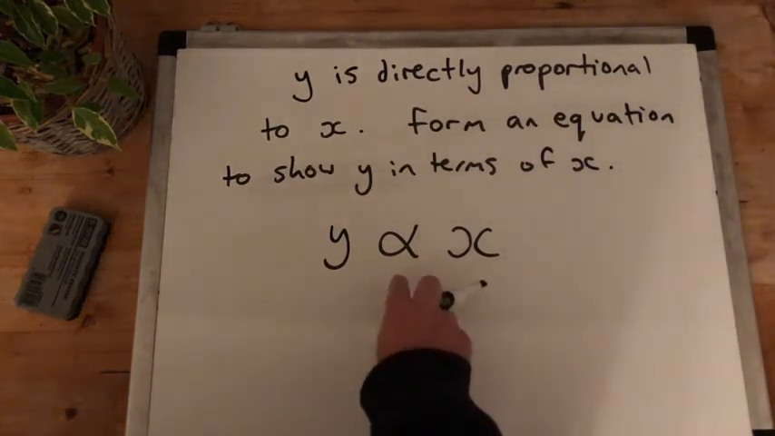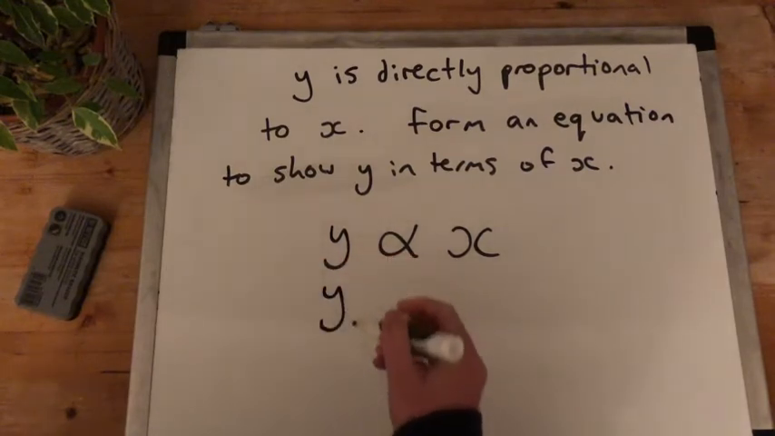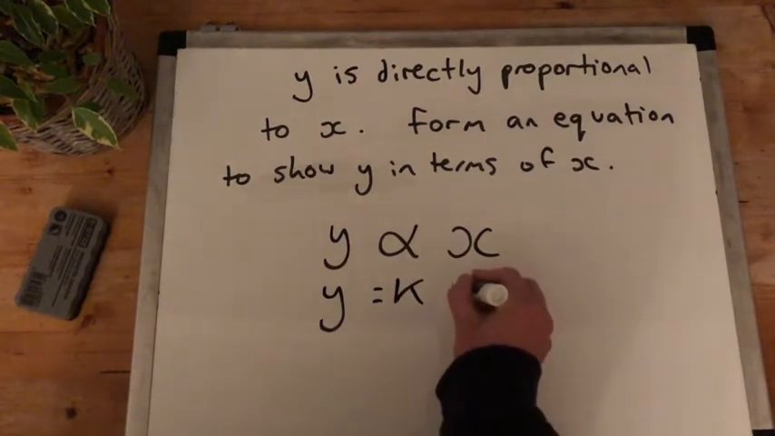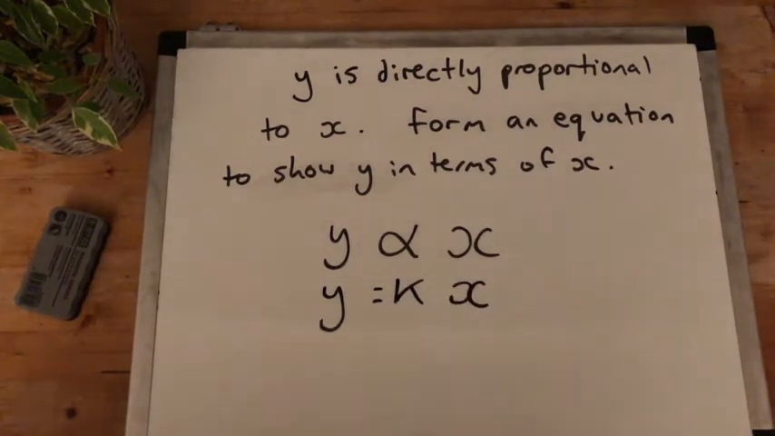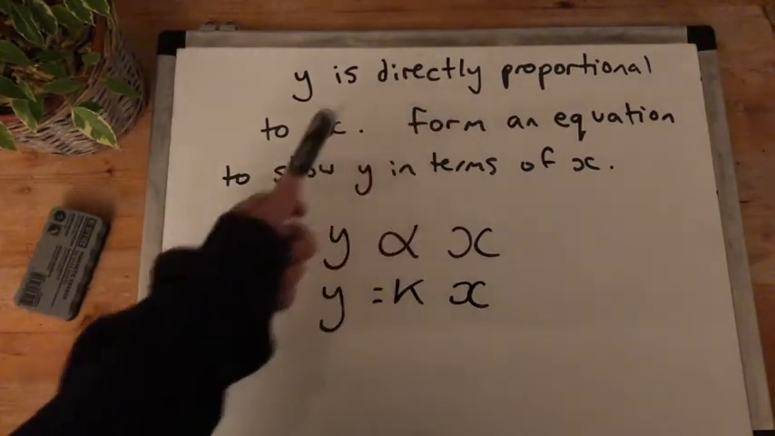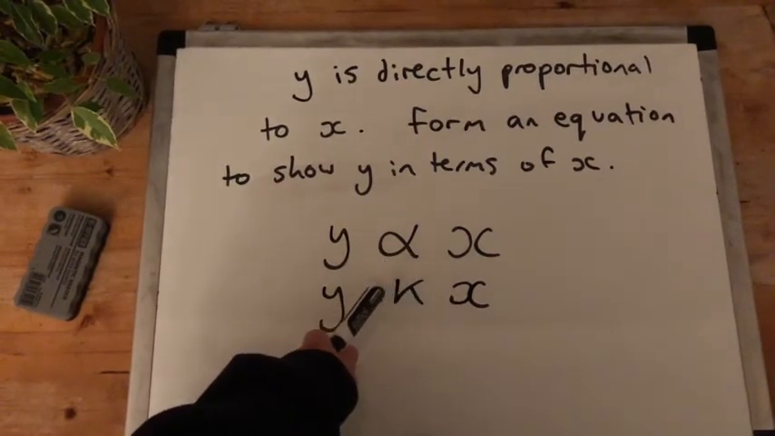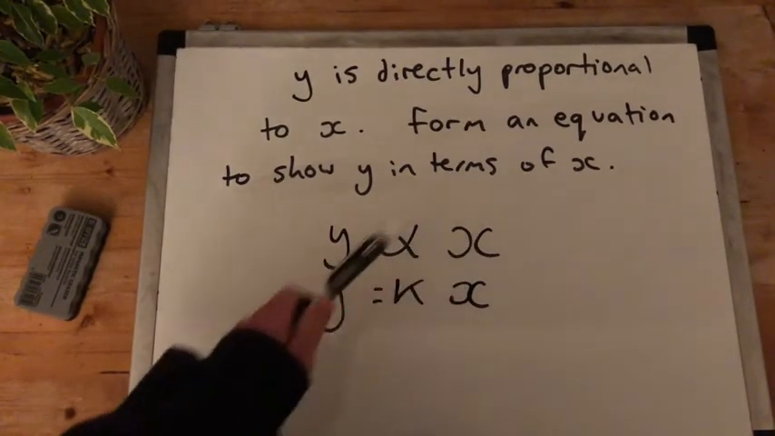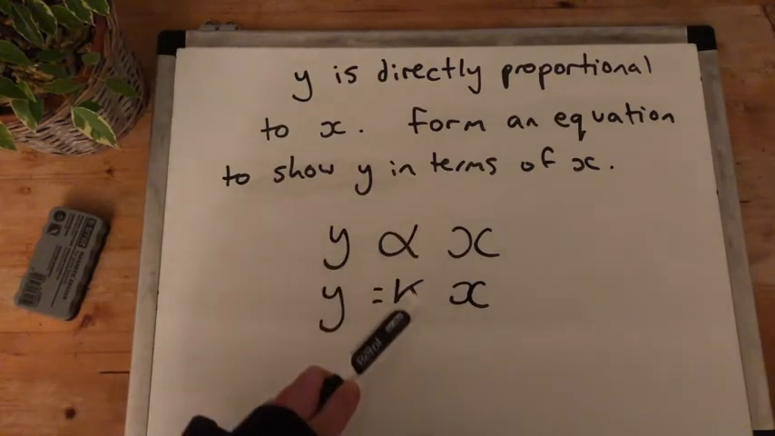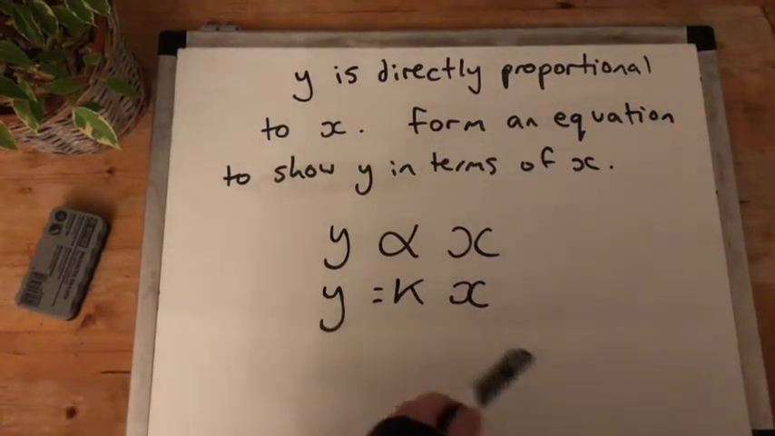The next thing always is as soon as you've got this sign here, write it out again. But instead of using this sign here, equals k. And then just like normal. So it's always y is directly proportional to x, and then you rewrite the same thing again, but instead of showing the direct proportion sign, you do equals k. So our equation is y equals kx.